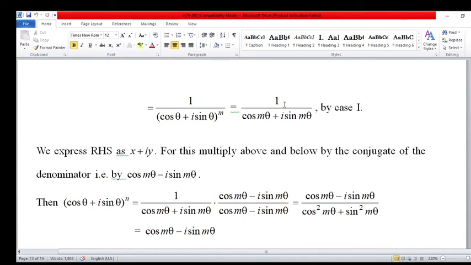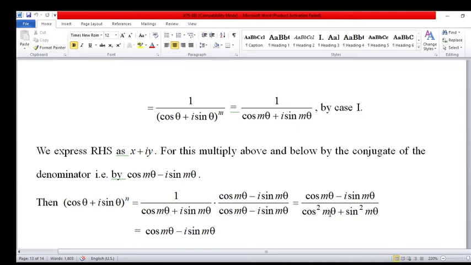We express this right-hand side as x plus iy, which means rationalizing. So 1 upon (cos m theta plus i sin m theta) is multiplied by the conjugate of the denominator, that is, with a negative sign: cos m theta minus i sin m theta. In the numerator we get 1 times (cos m theta minus i sin m theta), and in the denominator, using (a plus b)(a minus b), we obtain a squared minus b squared, cos squared.